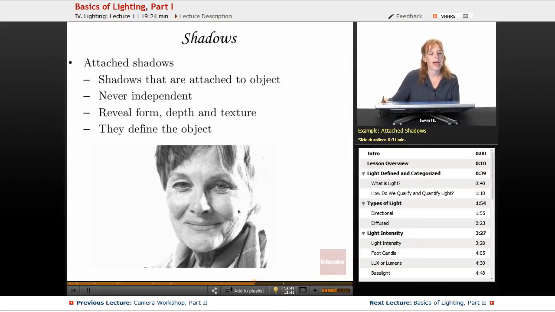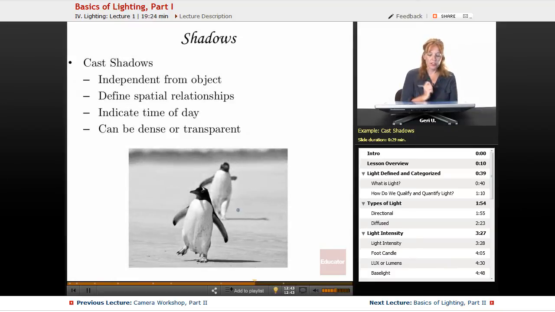So now let's look at some cast shadows. So this is a favorite image of mine. We've got some cast shadows here of this penguin here and here. And that tells us that the sun is somewhere over here to their right or screen left. So again, they're independent from the object. They define spatial relationships. They indicate time of day, and they can be dense or transparent.